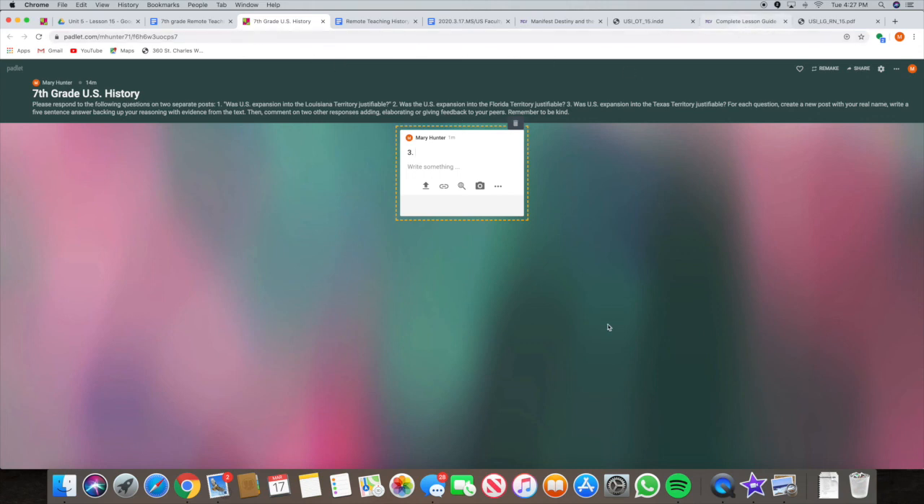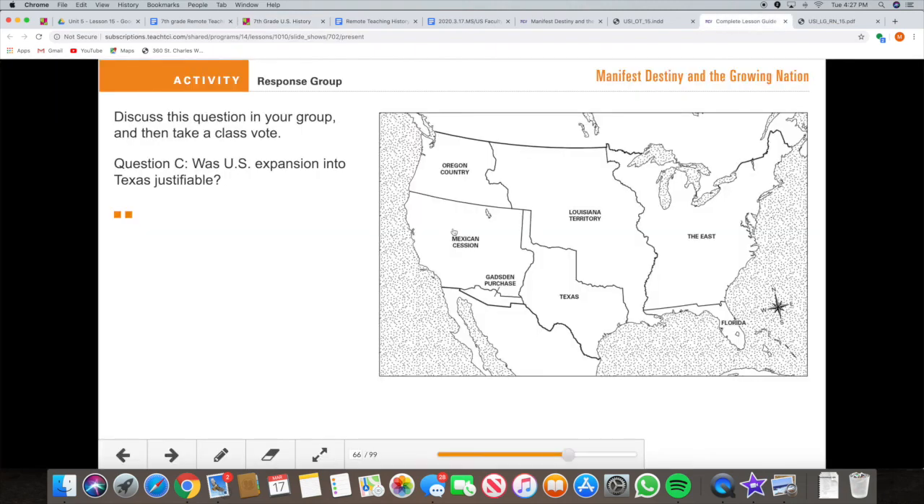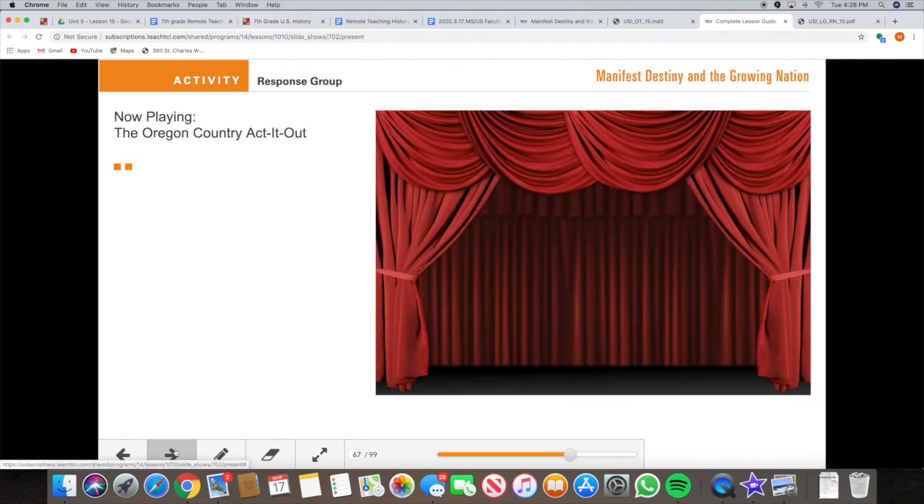Let's go back to our lesson here. So today you learned about the Louisiana Territory, Florida Territory, and the Texas Territory, and how we gained that territory. You also participated in discussions, obviously not in class discussions as we usually do, but you participated on the Padlet. So you should have added three responses to the Padlet. Okay, so this is it for today.